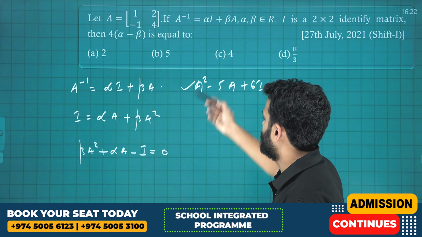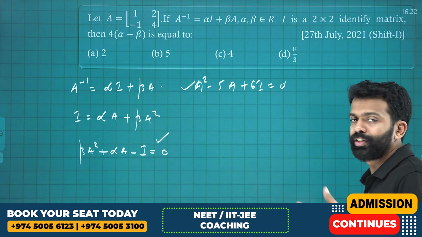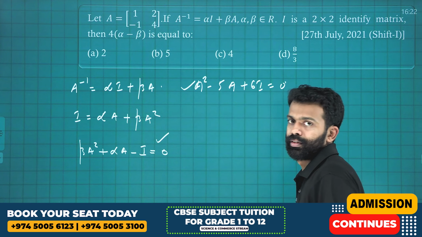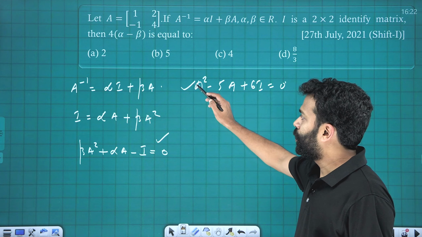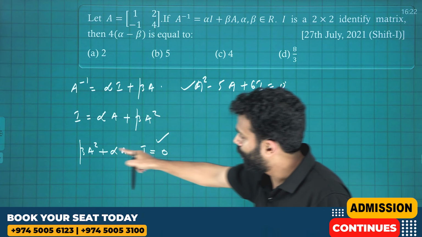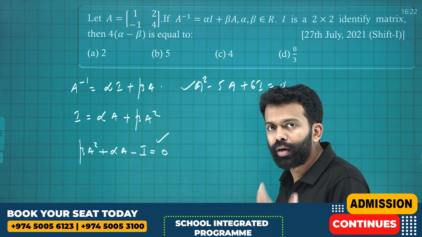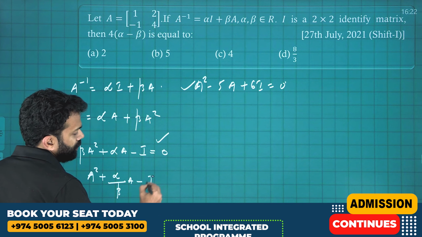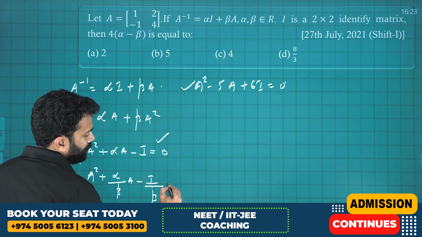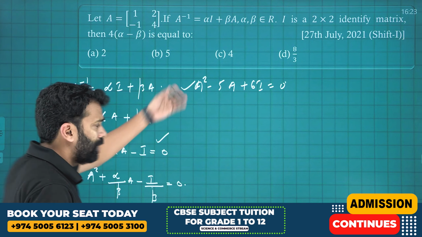Therefore, what I am going to do is, I am structuring this one to this matrix. How can we do that? What should be your initial step for converting this matrix to this matrix? See, the coefficient of A square is 1 here. And what is the coefficient of A square here? Beta. So you need to convert the coefficient of A square to 1 before comparing both the matrices. Okay. So what I am going to do is just divide it with beta and you will get A square plus alpha by beta into A minus I by beta is equal to 0. Okay. So just compare the coefficients and that's it.